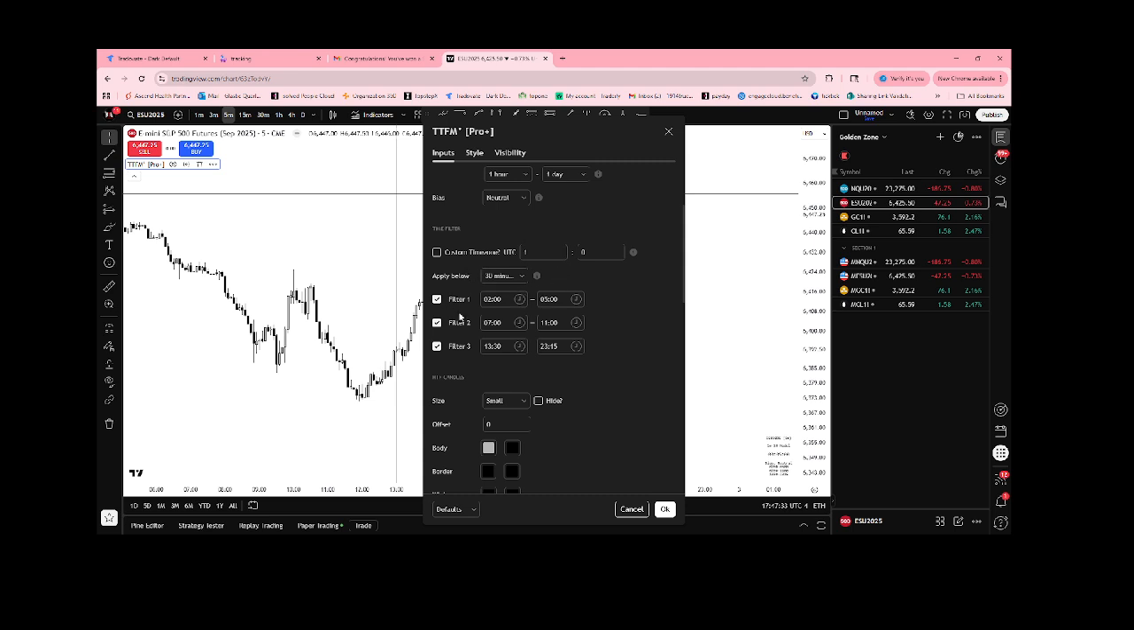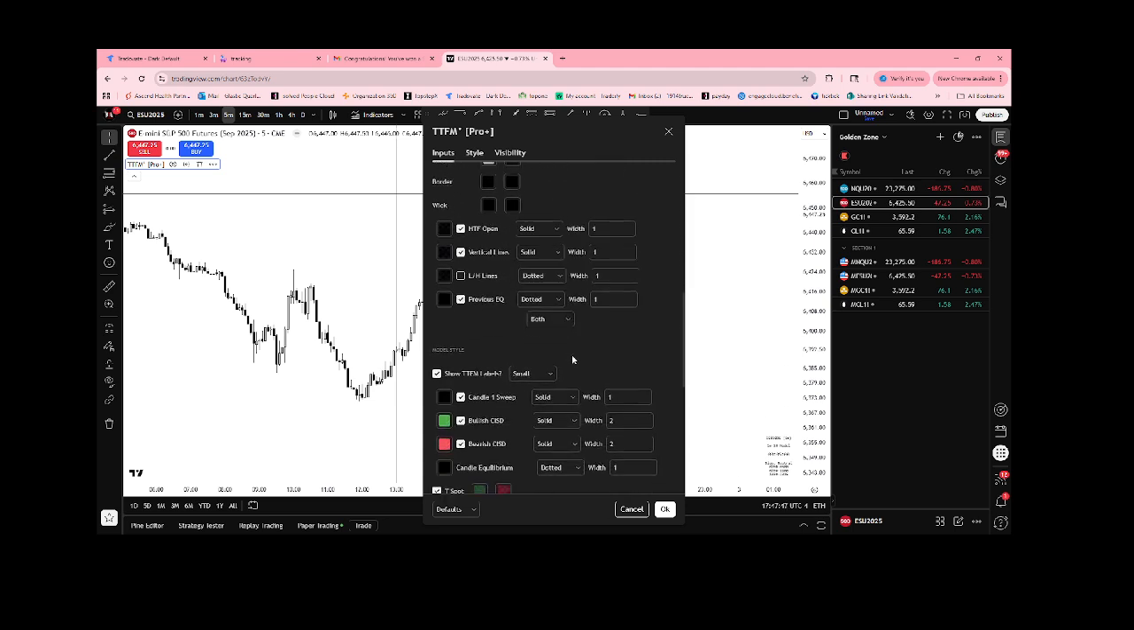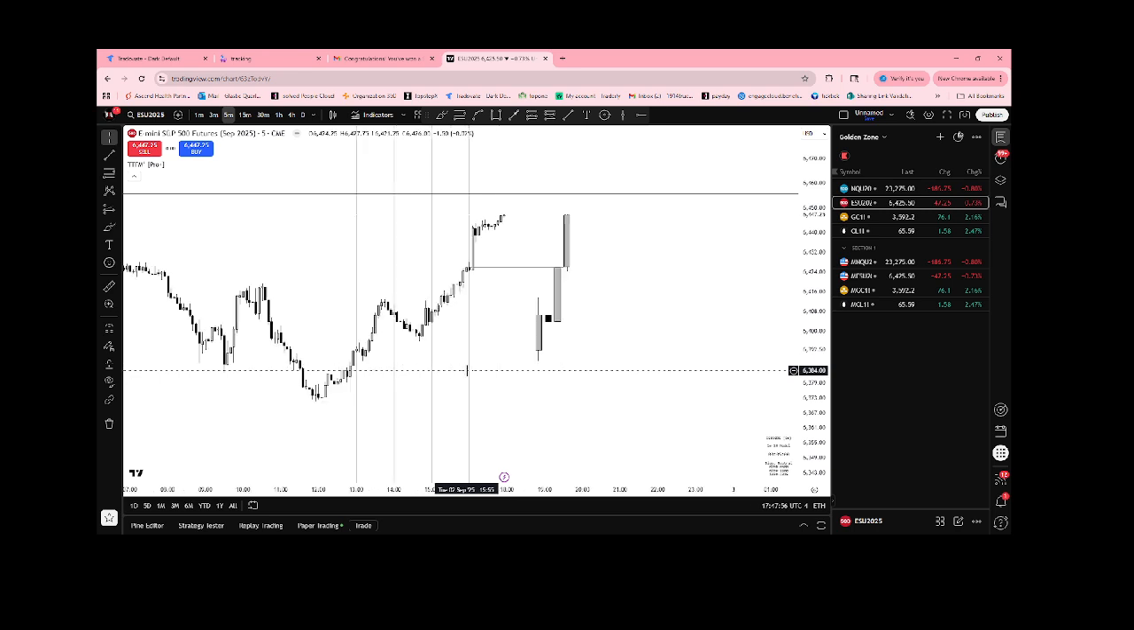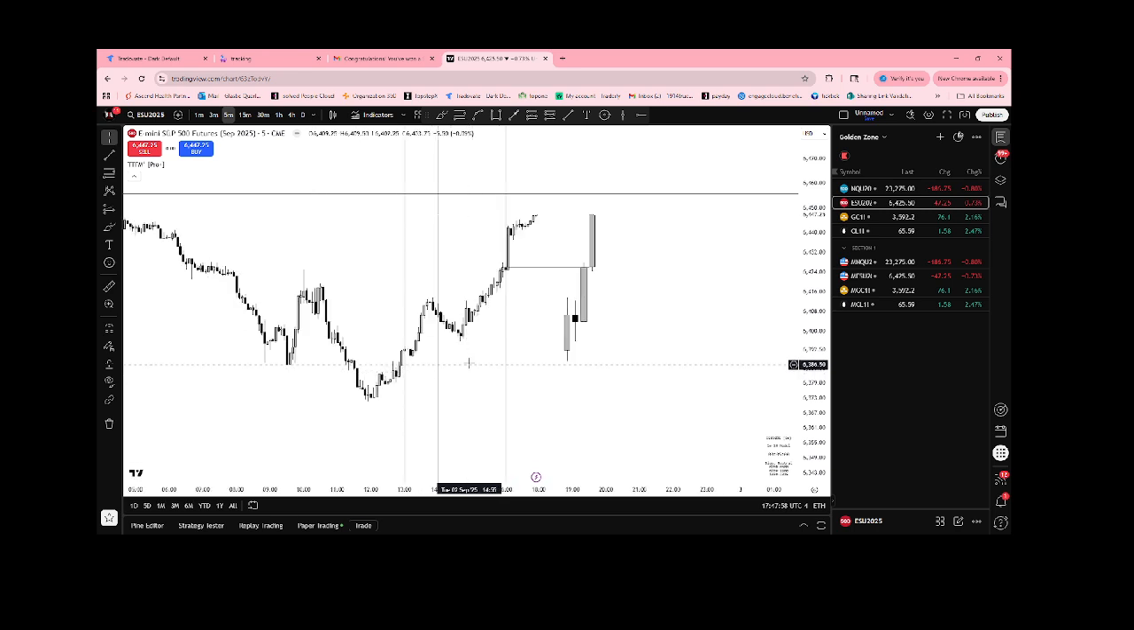I have filter one at 2 o'clock to 5 o'clock. Filter 2 is from 7 a.m. to 11 a.m. And filter 3 is from 13:30 to 23:15. Okay, so my bullish CISD is going to be green and the bearish is going to be red. The time frames that I'll be using will be the 1 hour and the 5 minute chart.